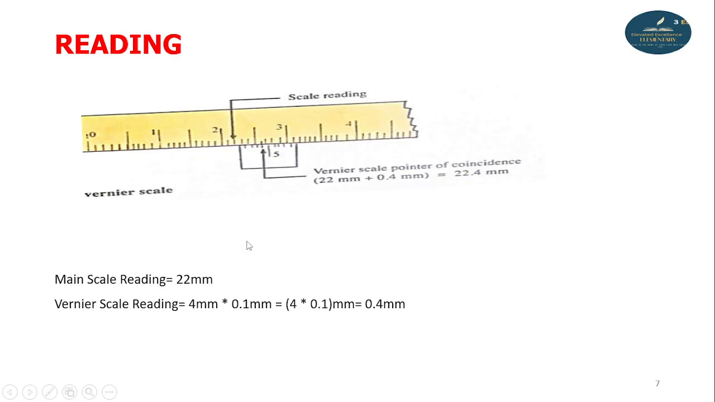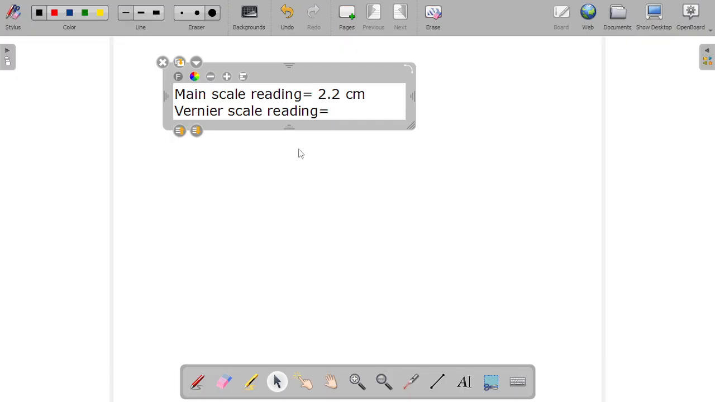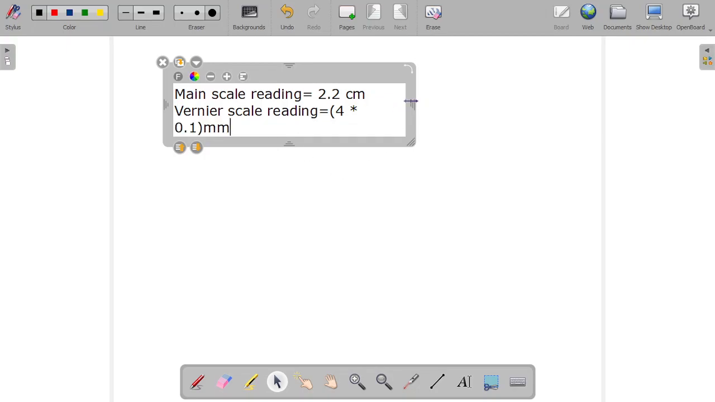So what do we do? Then we multiply 4, which is the vernier scale reading, by 0.1 millimeters. Yes, we do that. 0.1 millimeters is the value we just saw earlier. Multiply 4 by 0.1, so this is the default value when you are taking the measurement. So what do we get? 4 times 0.1 should give us 0.4 millimeters.